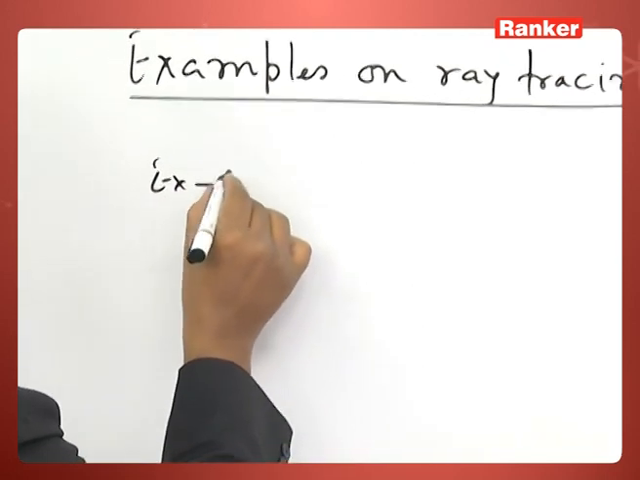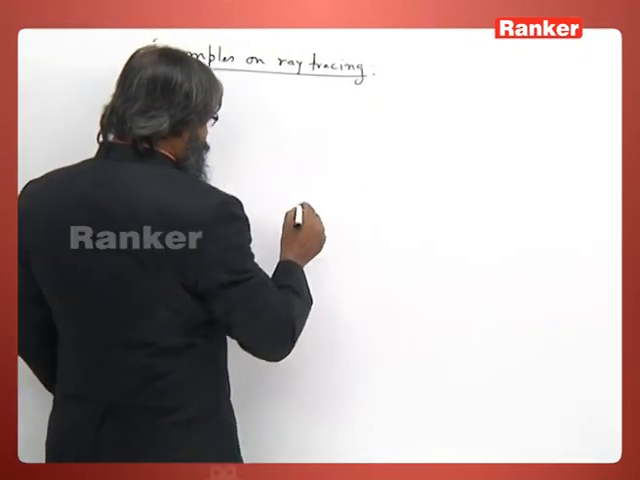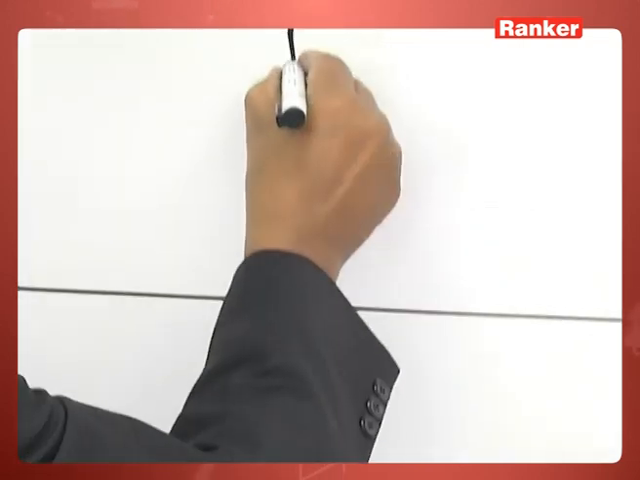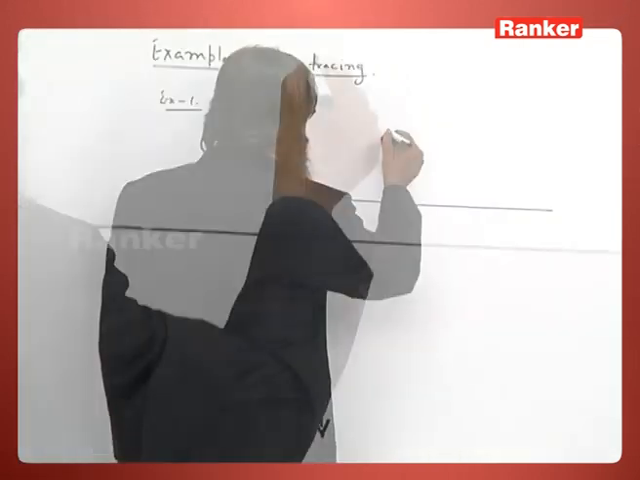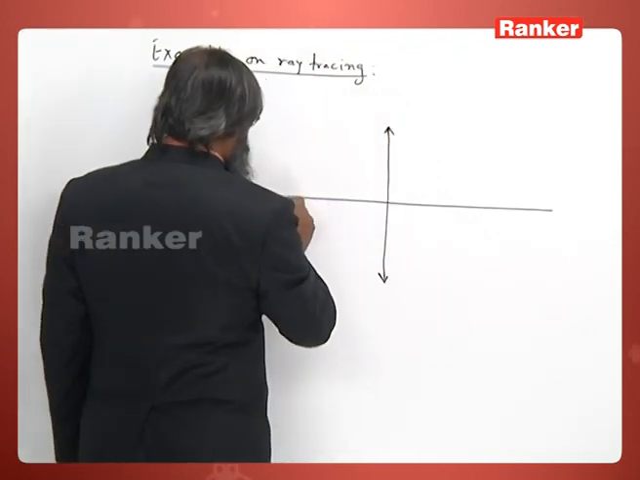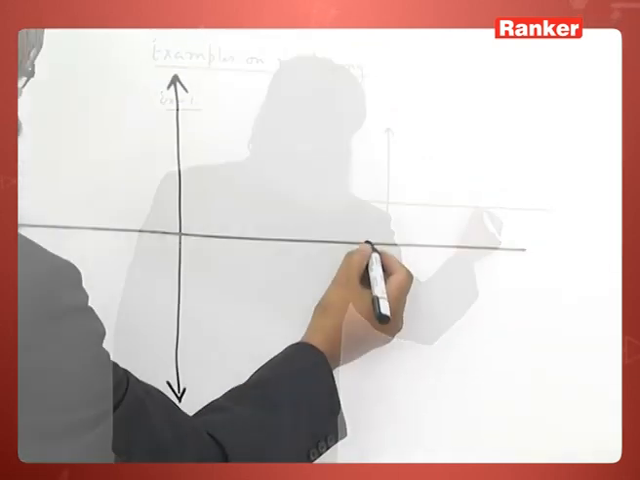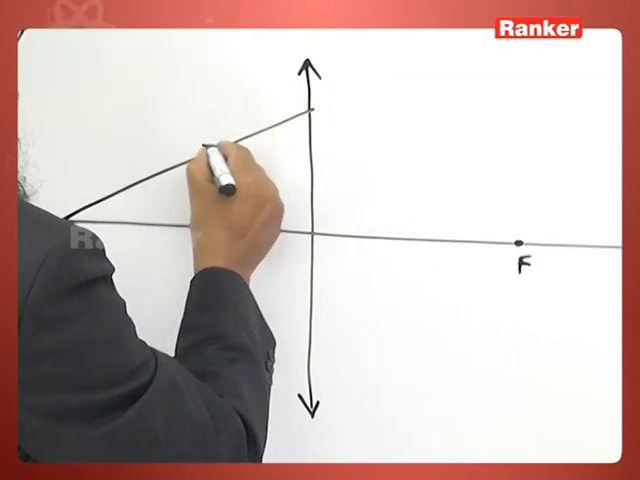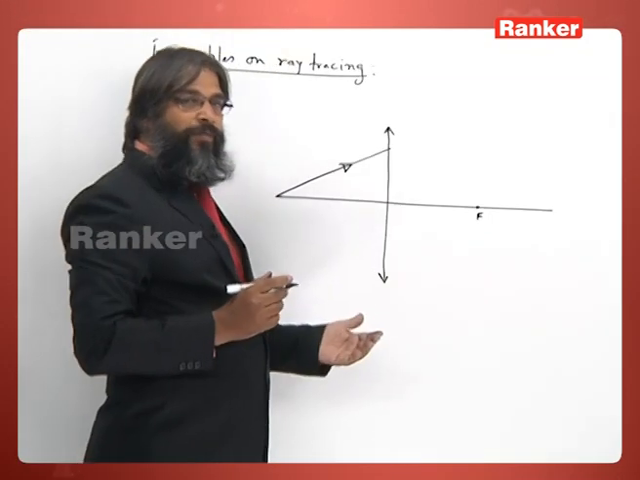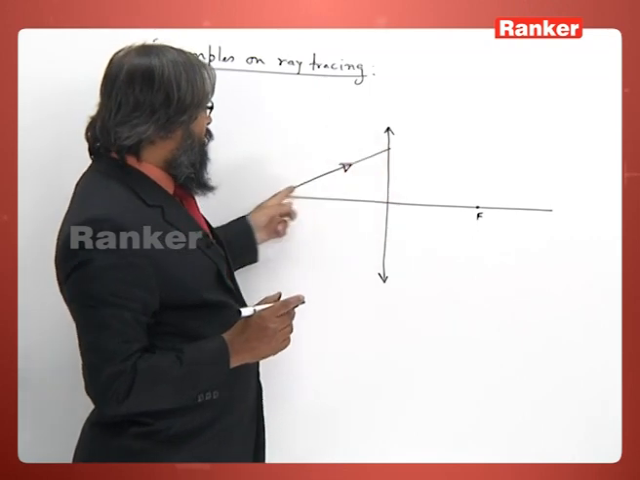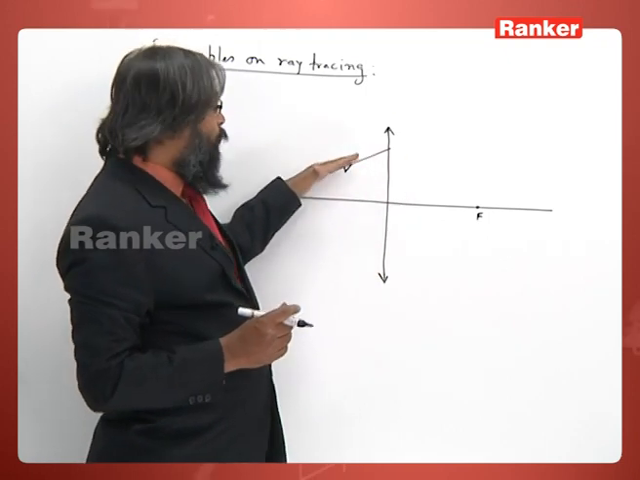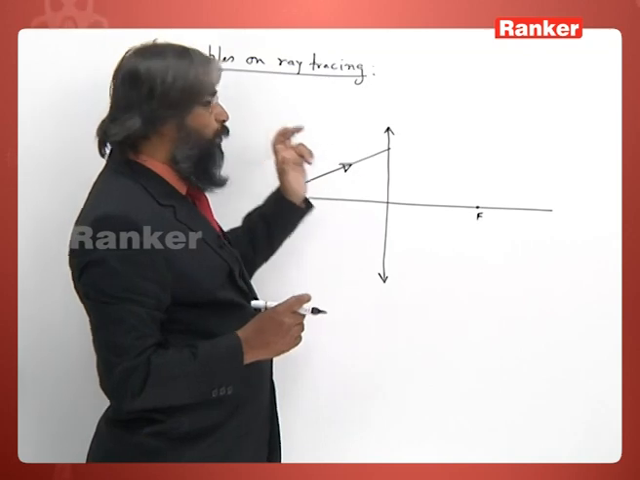Example 1. In this, I have been given an optical axis and this is a converging lens. This is a converging lens and the focus of this lens is here. This is a ray and we have to trace this refracted ray. After refracting from this lens, how this ray will go, that we have to trace out.